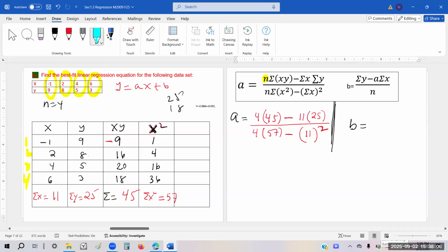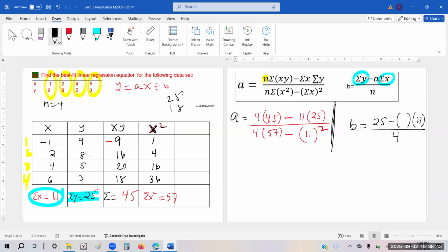Here. B says take sum of y. So we have sum of y here, 25. Then take your A. We don't know that yet. So first find A. And then multiply by sum of x. This is sum of x. So you're going to multiply by 11. Whatever you have, divide by n. What is our n? 4. So the only thing we need now is A. So find A.